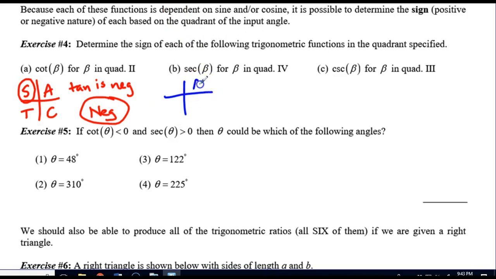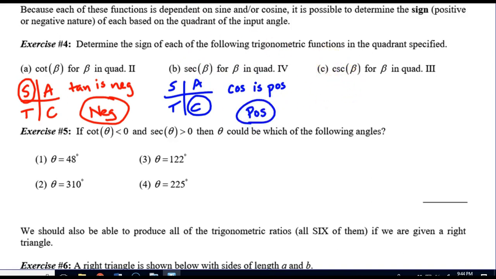Okay, so I would be thinking about all students take calculus. Secant in quadrant 4. So quadrant 4 is here. And secant, well, basically whatever is going to behave the same as your cosine function. So cosine in quadrant 4 is positive. And because secant is just the reciprocal, it stays positive. So positive.